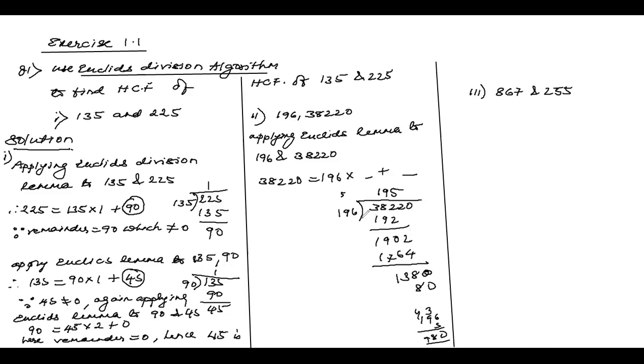38220 divided by 196. So how much do you get, beta? Just check it. Somewhere I don't know what mistake I made, but there's a big mistake I'm making. It's such a simple division. Okay, see. 196, I'll put it like this.